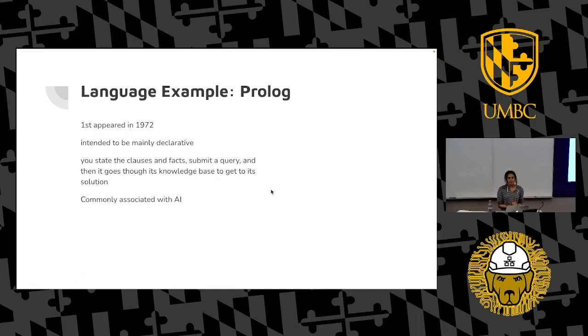So Prolog first appeared around 1972, and it was invented to be mainly declarative. It wasn't really made for anything else besides that.